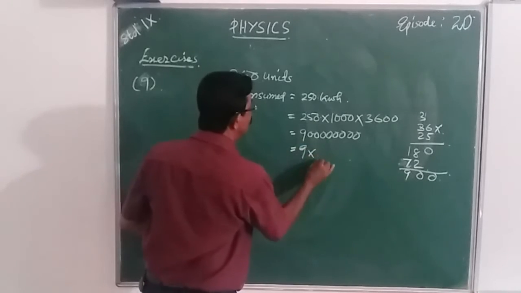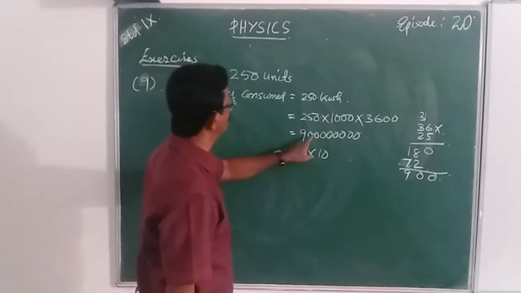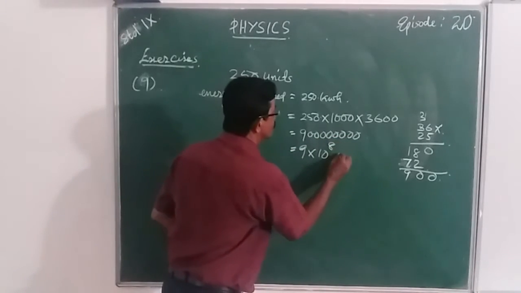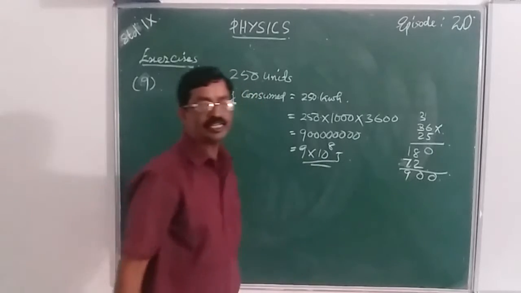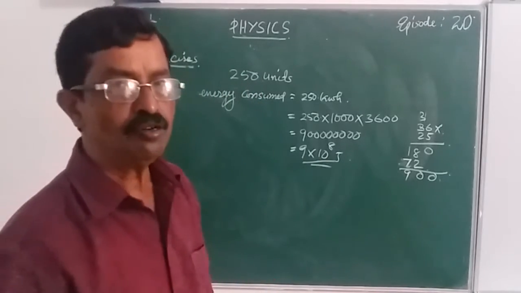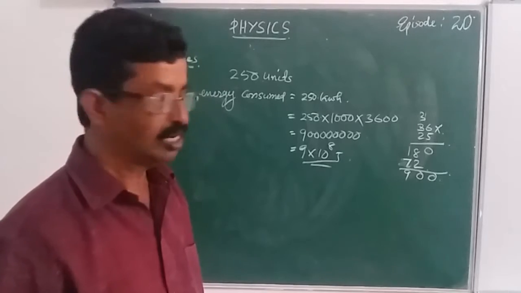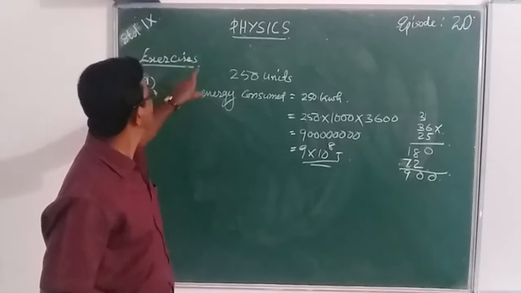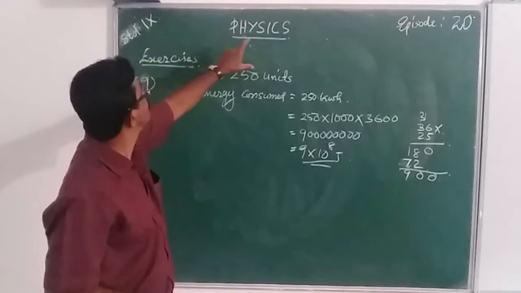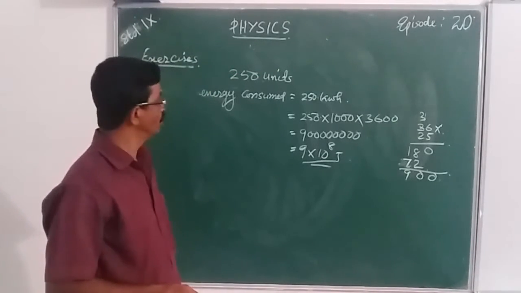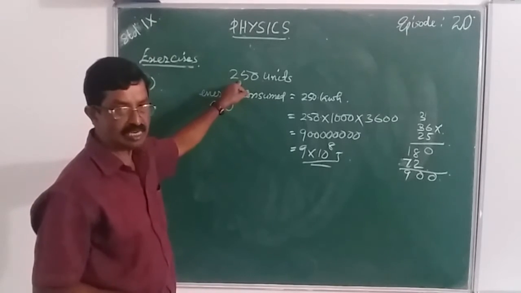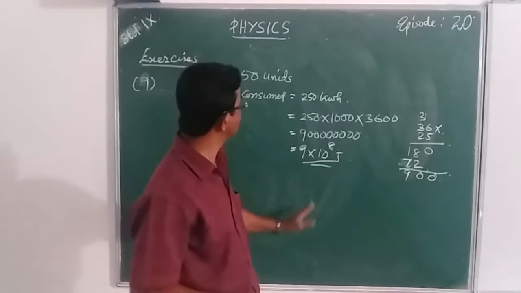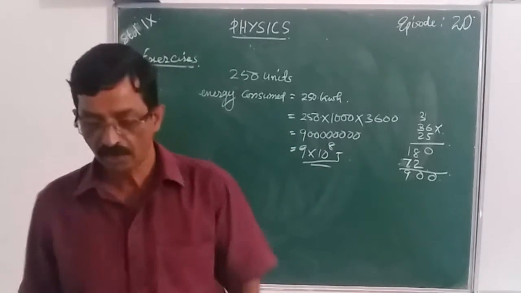Altogether 9 into 10 to the power 1, 2, 3, 4, 5, 6, 7, 8. 9 into 10 raised to 8 joule is the energy consumed when we consumed 250 units. 1 unit is 1 kilowatt hour. So 250 unit is 250 kilowatt hour. That is equal to 9 into 10 raised to 8 joule. Okay.